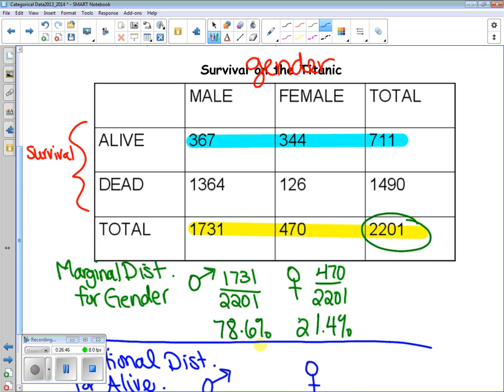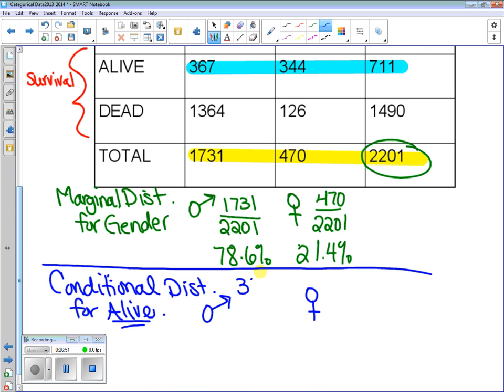Now, what numbers go in my conditional distribution? 367 divided by 711. Okay? So, what percentage is that? 51.6? Thank you, Erwin. 51.6%. So, of those people that lived, almost 52% of them were male. Okay. Now, how about female? That would be 344 divided by 711, which was 48.4%.